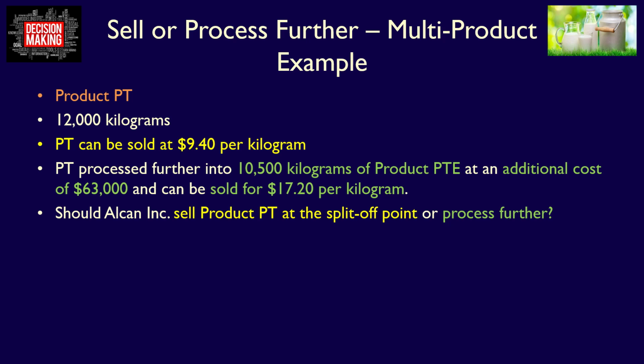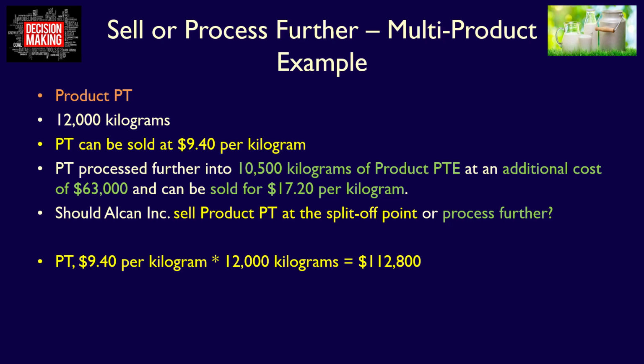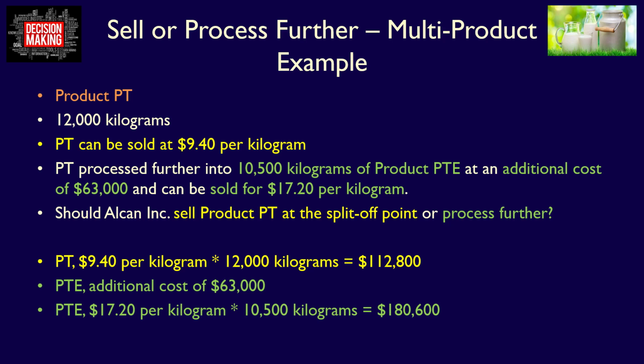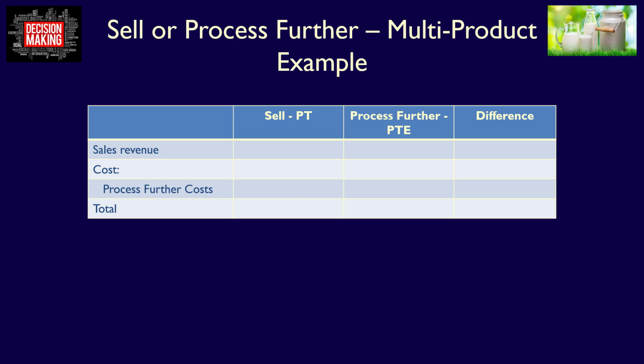Remember, we have to do a few calculations. Product PT sold for $9.40 per kilogram multiplied by 12,000 kilograms is equal to $112,800 of revenue if PT is sold at the split-off point. Product PTE has total additional costs of $63,000 to produce. Product PTE can be sold for $17.20 per kilogram, so total revenue is equal to $17.20 multiplied by 10,500 kilograms, which is equal to total revenue of $180,600. We now have all the amounts, so let's add it into our chart.